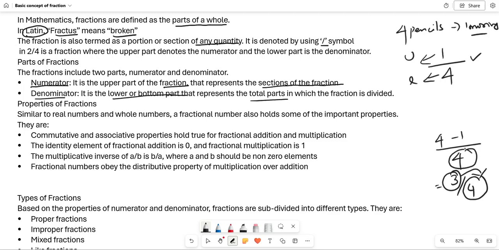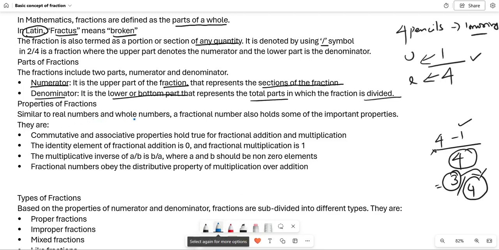Now I have 4 pencils as the total. I missed 1 pencil. What is the remaining now? 4 minus 1 is 3. How many do I have in total? 4. So 3 by 4. 4 is the total part. I missed 1 pencil, so now how many balance do I have? 3 by 4. So 4 is the total part into which the fraction is divided. This symbol, right?